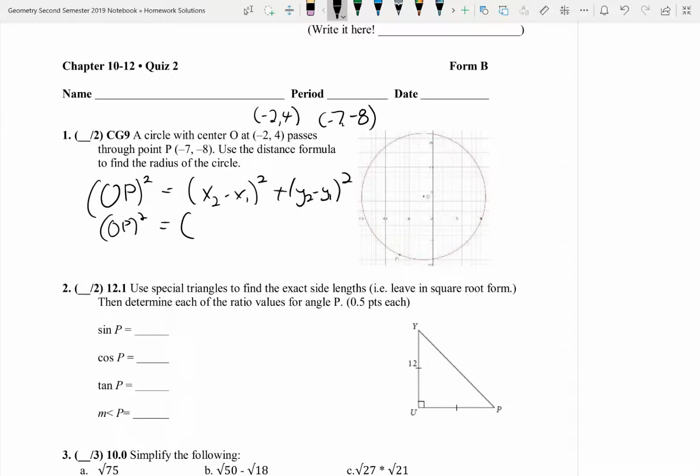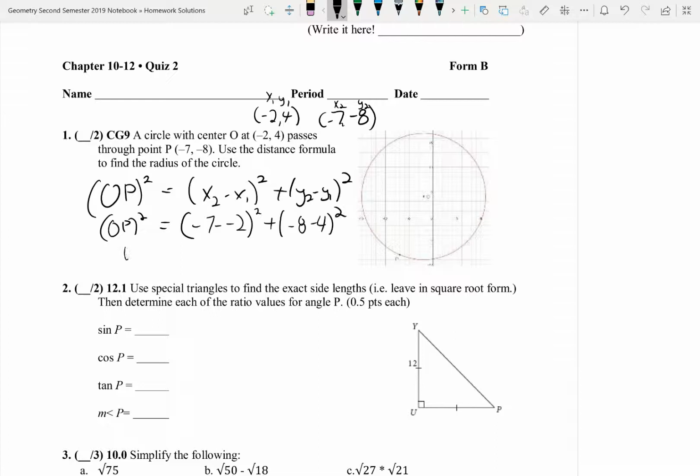And the question is, does it matter which one I do is x2 and x1 or y2 and y1? And no. So I'm just going to pick this to be x1, y1, and this to be x2, y2. So let's see, let's do -7 minus the -2 squared, and -8 minus 4 squared.